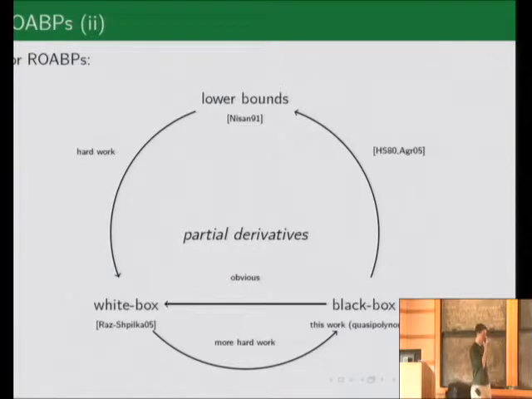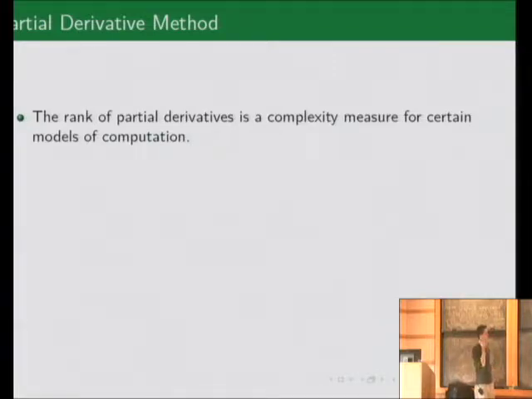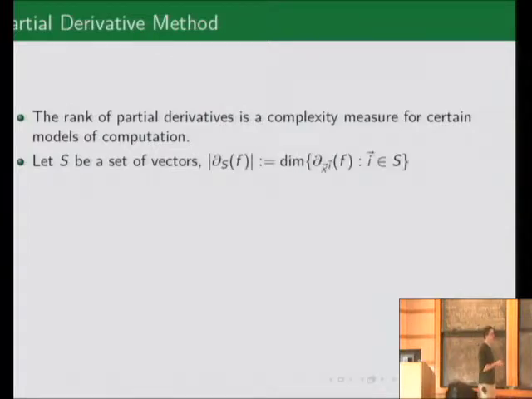And the thing that's really underlying all of this is the method of partial derivatives. And I want to talk about that now, explain it. So concisely, partial derivatives are a complexity measure, and that gives you lower bounds. Less concisely, you can say, let S be a set of vectors, and you're going to take all partial derivatives of F in this set. So you just look at all partial derivatives, but only some set of partial derivatives.